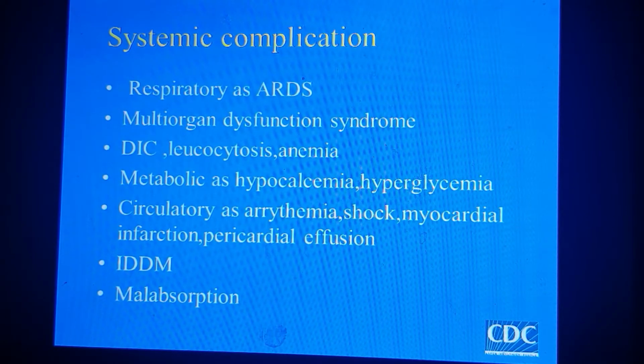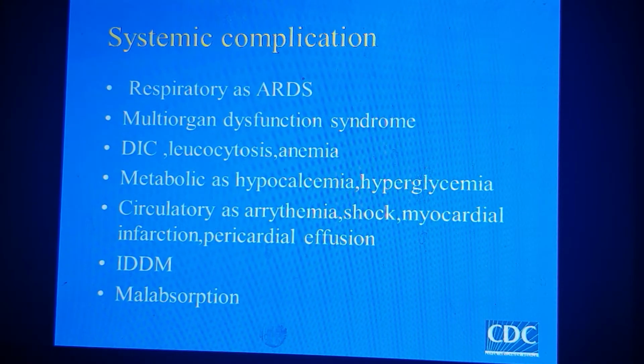What about the systemic complications? Sometimes acute pancreatitis leads to respiratory problems, especially acute respiratory distress syndrome, which is a severe type of respiratory failure, multi-organ dysfunction syndrome, DIC, which means disseminated intravascular coagulation, leukocytosis, and anemia as hematological complications. What about the metabolic? The patient presents with hypocalcemia and hyperglycemia. Circulatory, such as arrhythmia, shock, myocardial infarction, pericardial effusion.